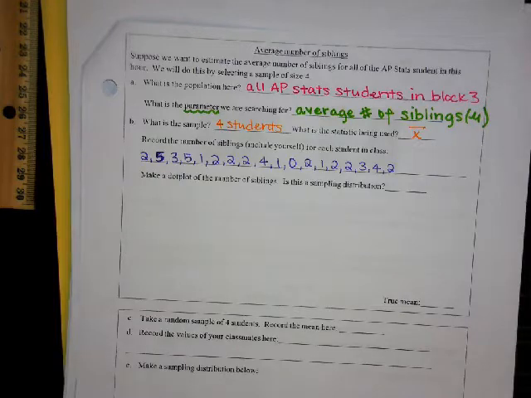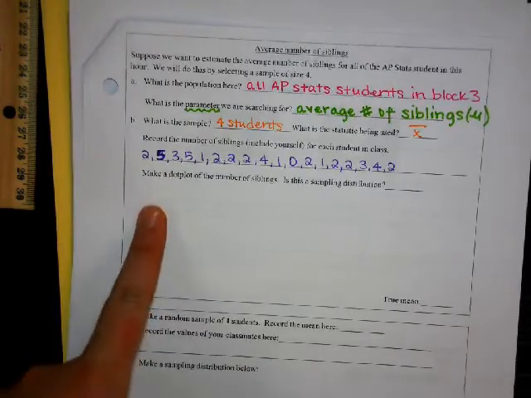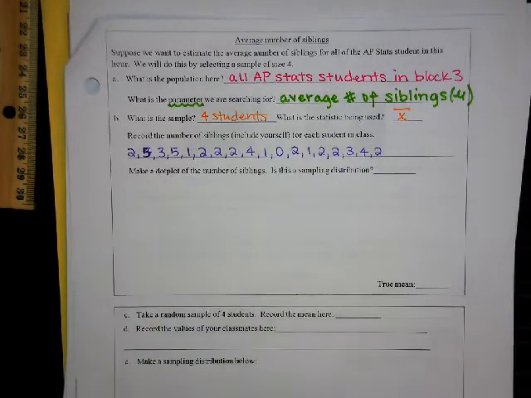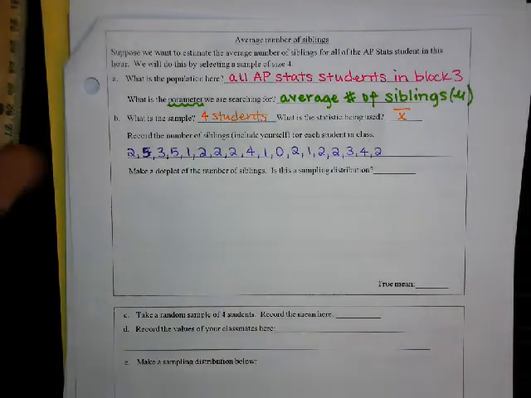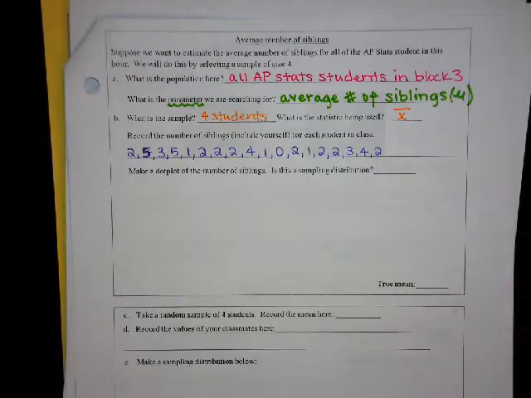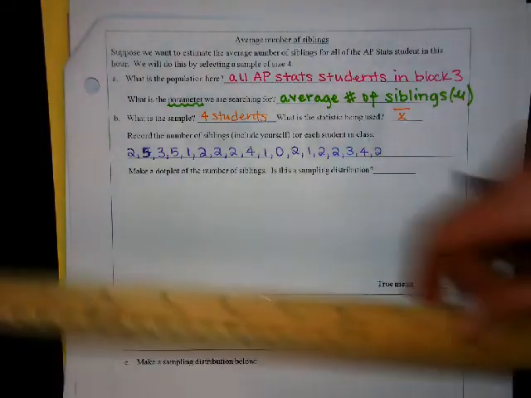All right. So we're going to make a dot plot here for our number of siblings. I was like, where did my ruler go? It's right in front of your face, Amber. So lowest is 0, highest without Calvin's imaginary siblings is 5.